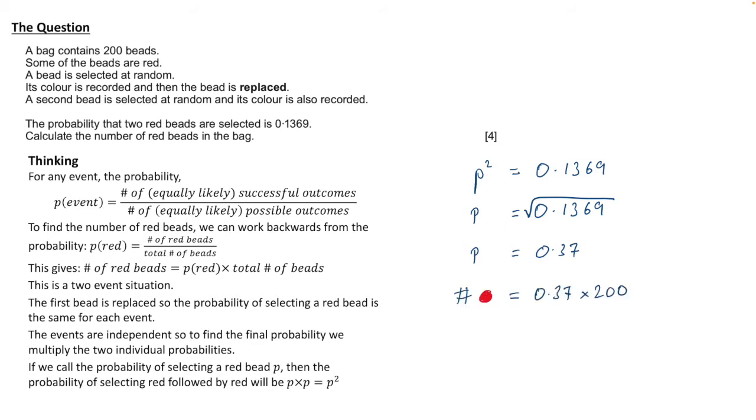Now the number of red beads must be that probability times the total number, which was the third line down in our thinking. The number of red beads is the probability of a red, 0.37, times the total number of beads, 200, and we do that and we get 74.